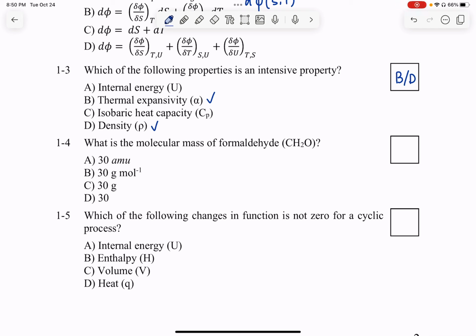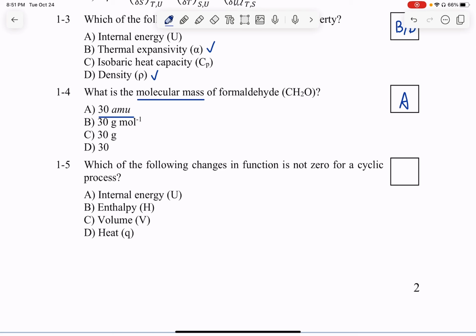Molecular mass. We went over this concept in class. When we're talking about the molecular mass, we're talking about its actual mass of formaldehyde. So the unit for molecular mass is AMU, or atomic mass unit. Then, which of the following changes in function is not zero for a cyclic process? For a cyclic process, the change of a state function would be zero. So U, H, and V are all state functions. So D is our correct answer.